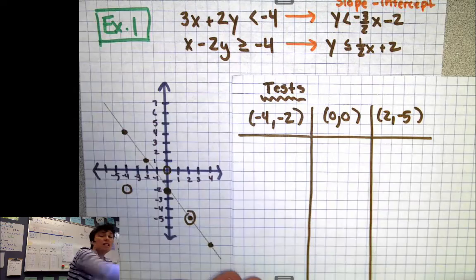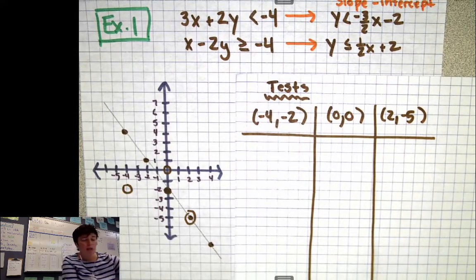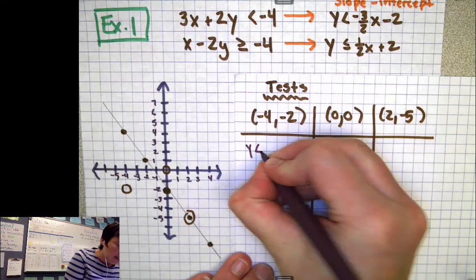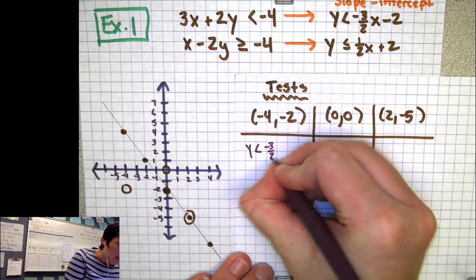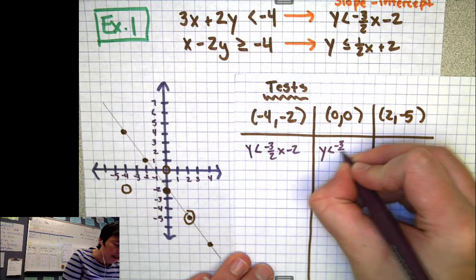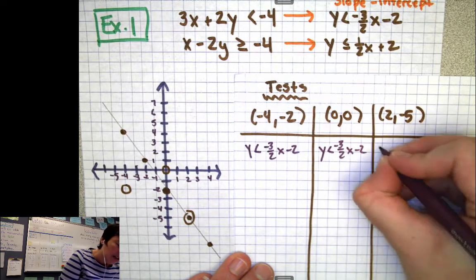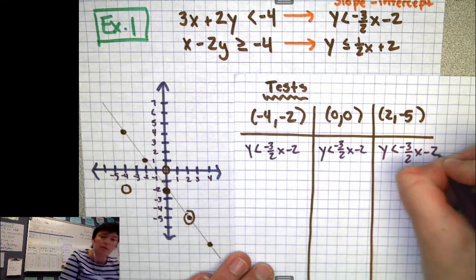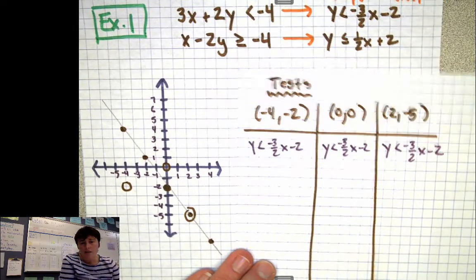I'm going to be testing each equation. So remember what the equation was. We're doing this first one. Y is less than negative 3 halves x minus 2. All right, so let's put in our points.